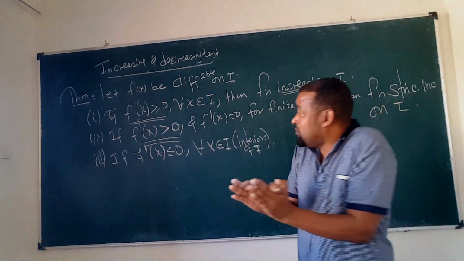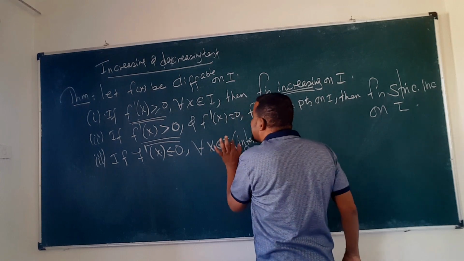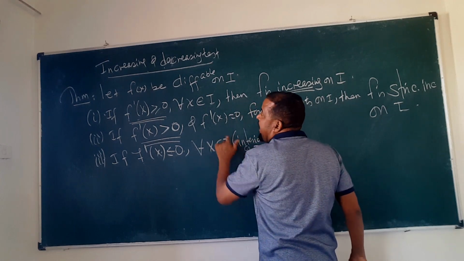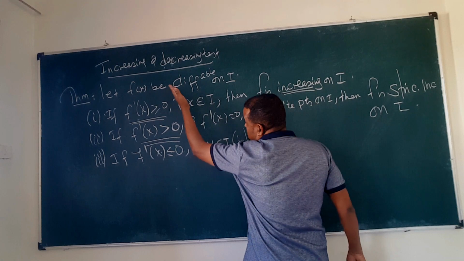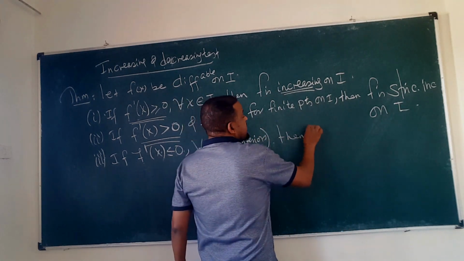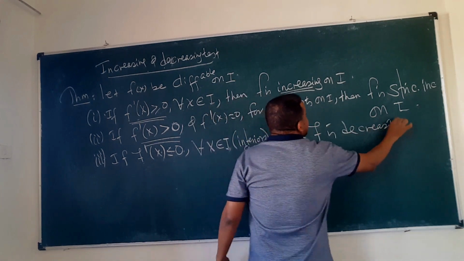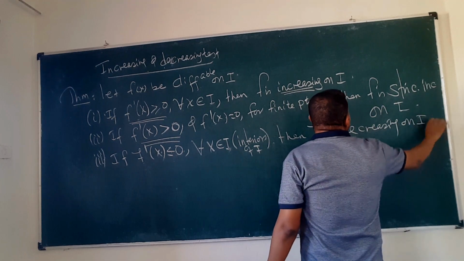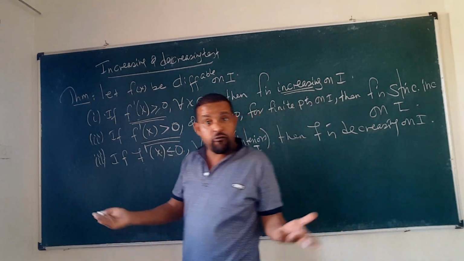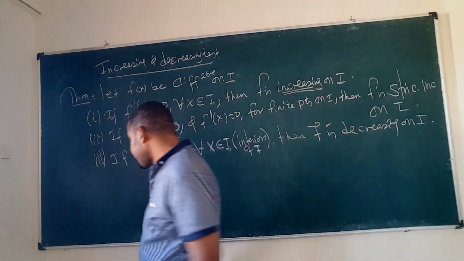If the first derivative is negative, less than or equal to 0 for all x coming from this interval I. The previous one was greater than 0, positive. If it is negative, then what? Then f is decreasing on the interval I. On the interior of I, of course, we are testing on the interior of the given interval.